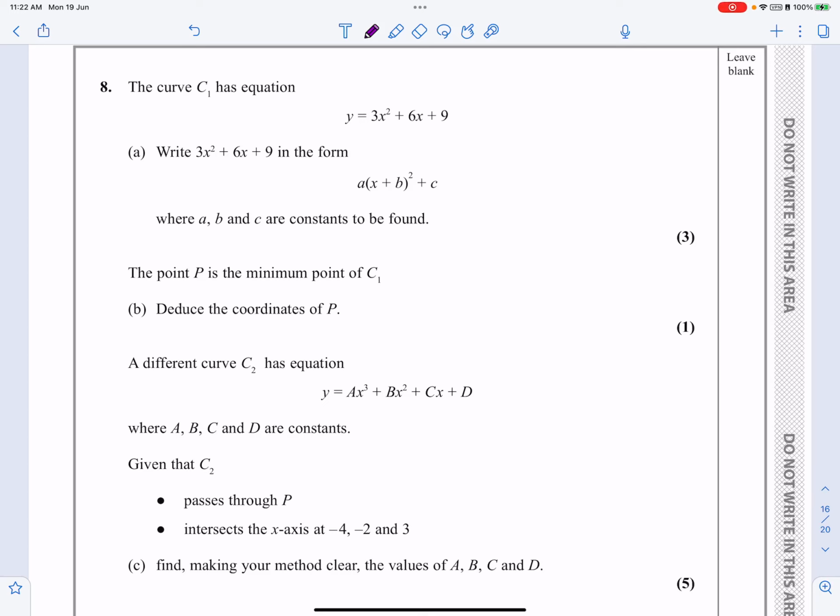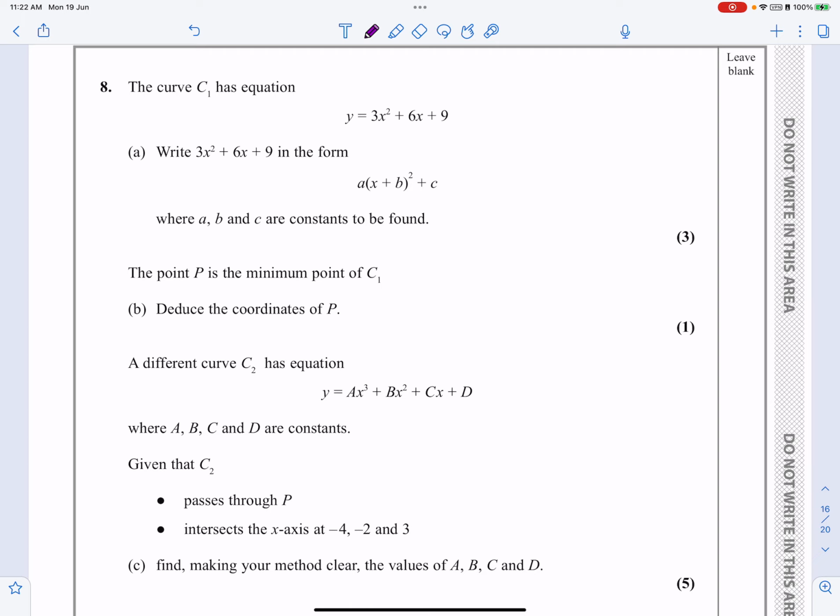Okay, this is the P1 paper from June 2021. It's question 8, and as we'll see as we go through it, this is a quadratics question with some work about completing the square, and then there's some work on sort of algebraic expressions or cubic graphs. Let's look at the first part though.